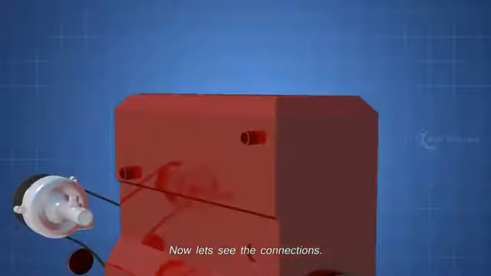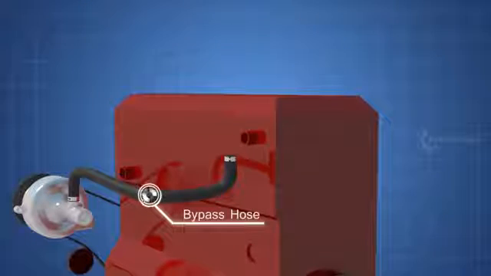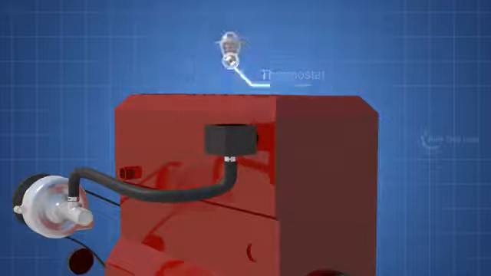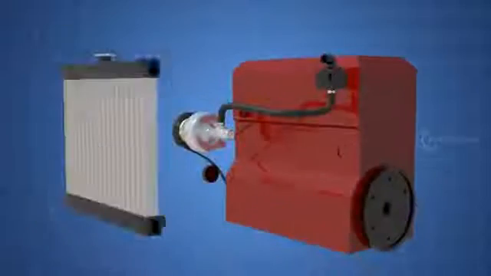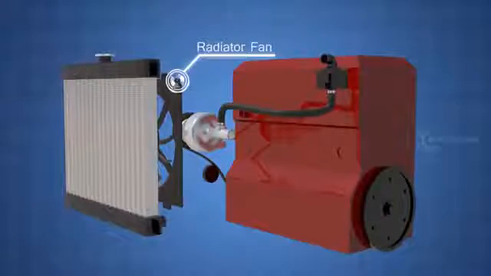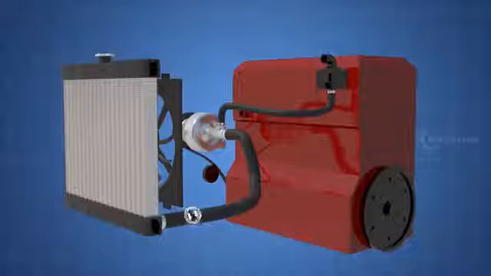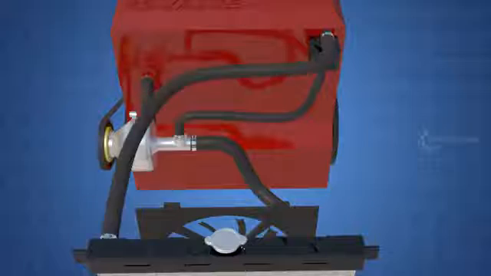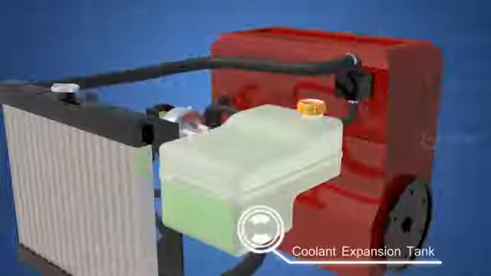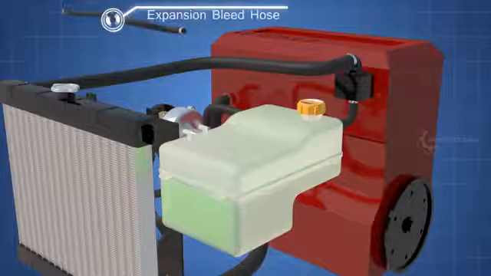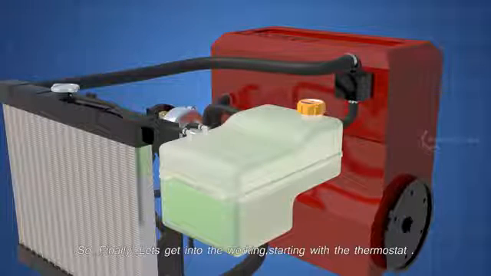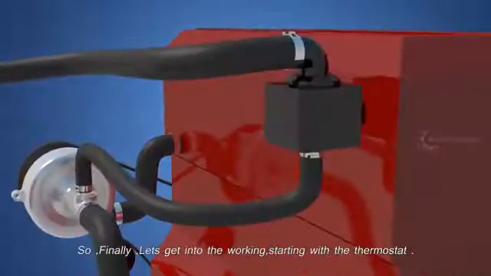Now let's see the connections. The thermostat bypass hose. The thermostat housing. Inside the thermostat, the radiator, and the radiator fan. The lower radiator hose. The water pump outlet hose. The upper radiator hose. The coolant expansion tank. The expansion bleed hose. Coolant overflow hose. So, finally, let's get into the working, starting with the thermostat.